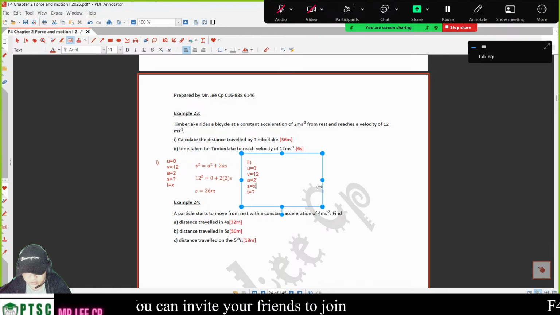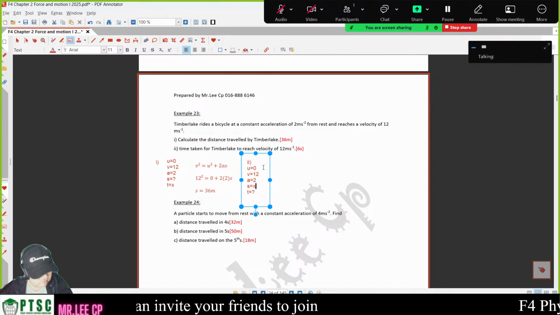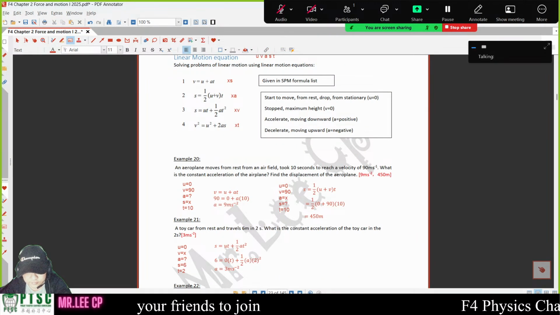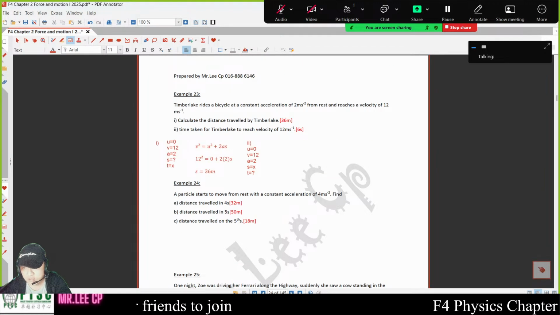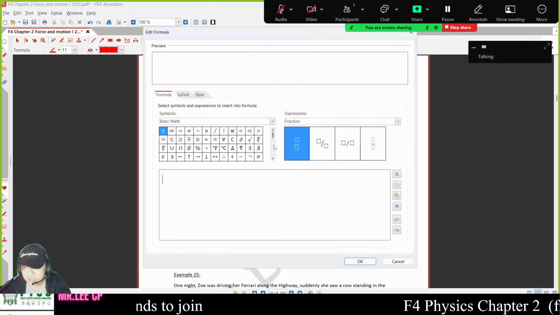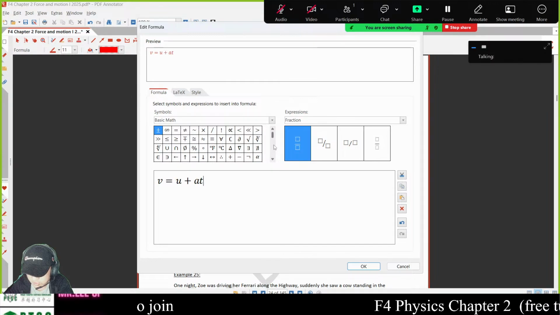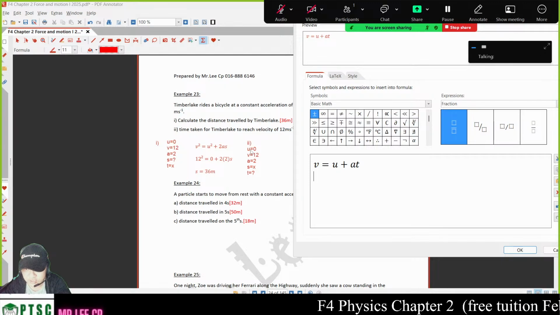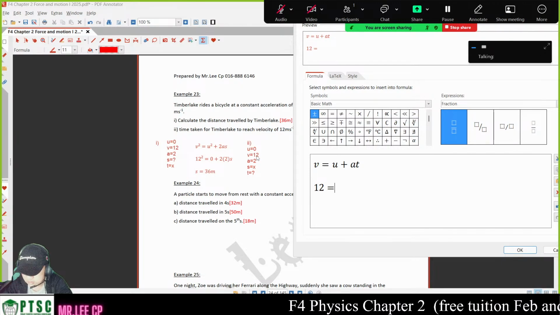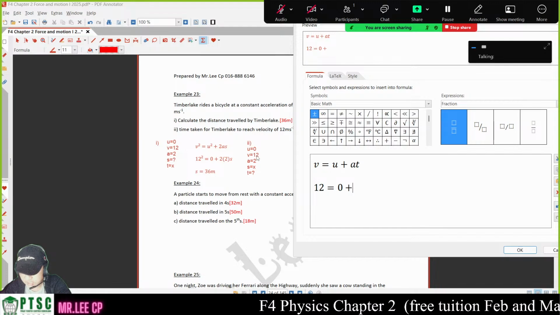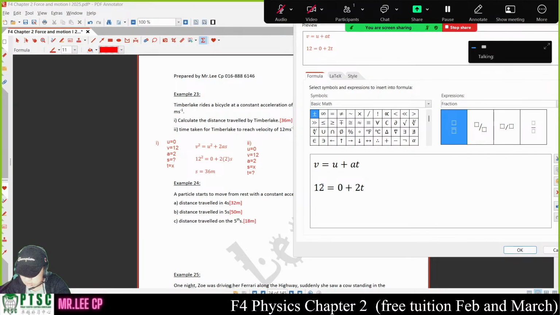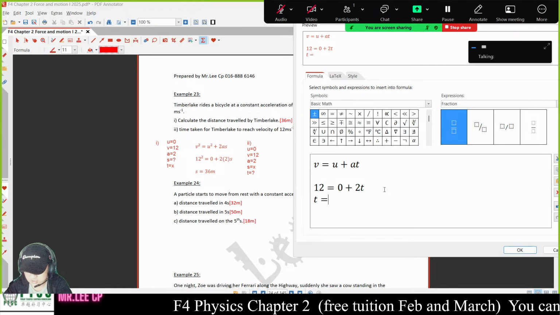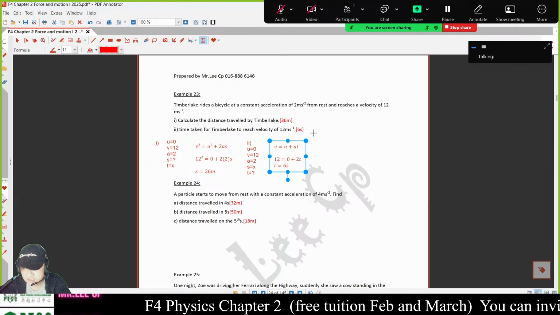So you don't have S. No S, it is the first formula. The first formula is V is equal to U plus AT. V, put it in, 12. U, 0, plus A, 2, and T. Right? 2T is 12. T is 6. T is 6 seconds.